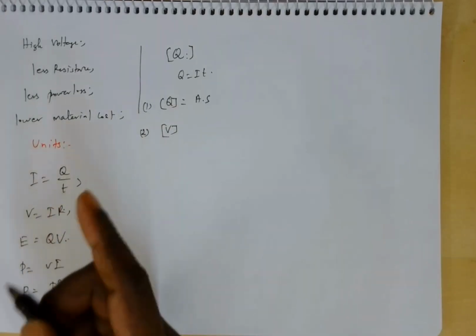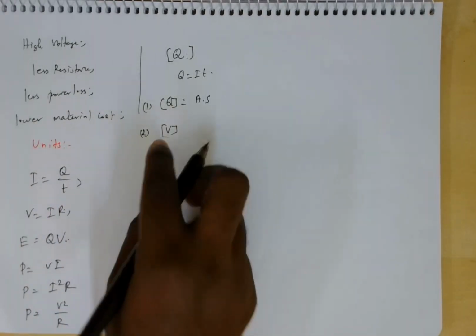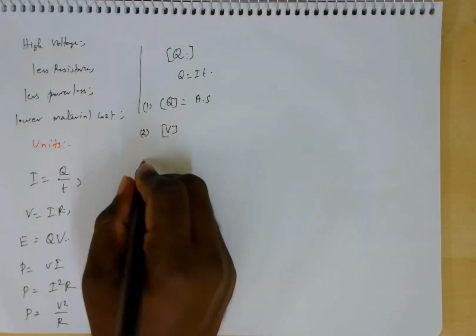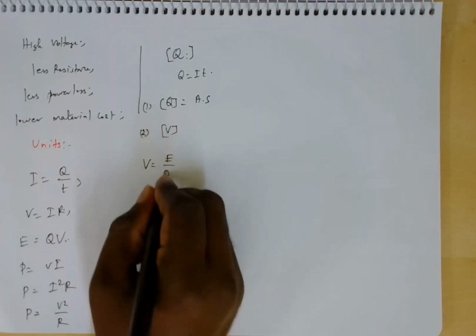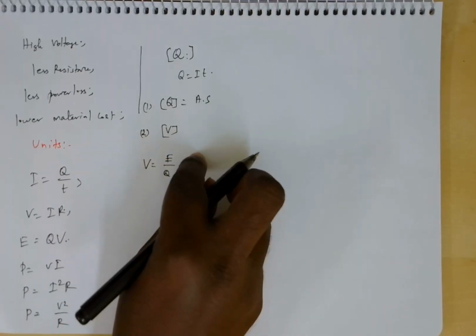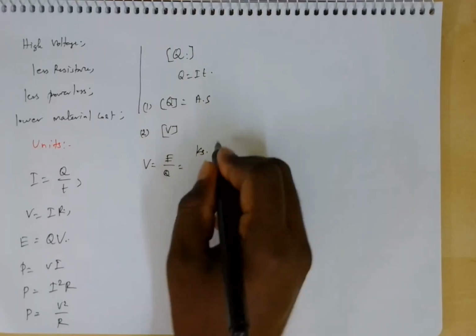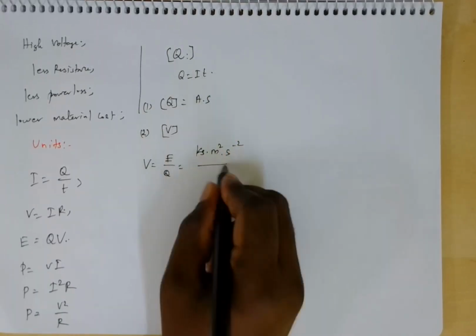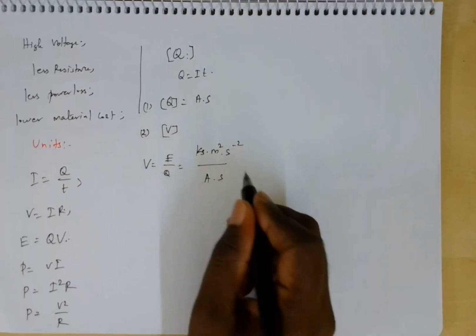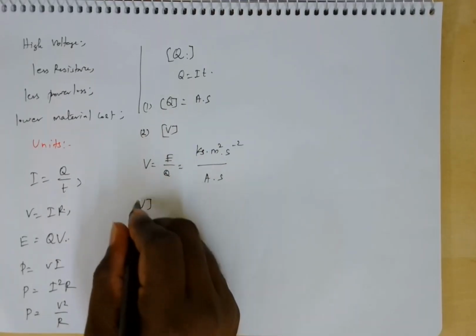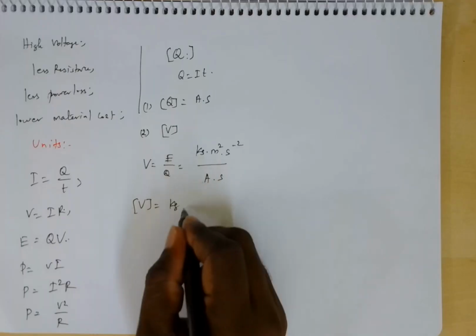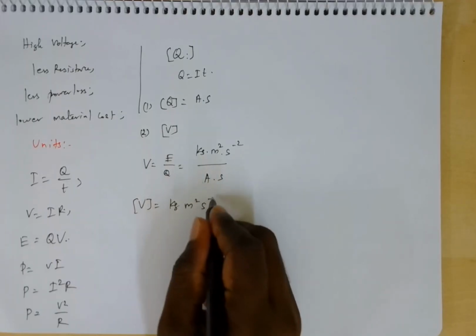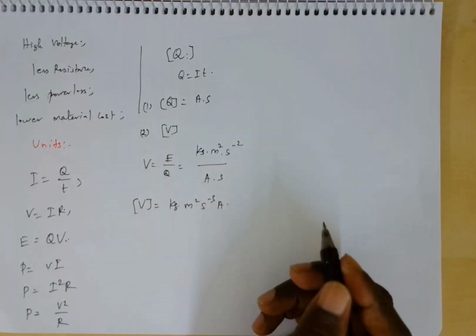Okay, s is coming twice. Okay, no problem. So V equal to E divided by Q. Okay, ma'am. We know that energy is joule, that is kilogram meter square second power minus 2, right? Divided by charge, which is ampere into second. So voltage will be kilogram meter square second power minus 3 ampere.